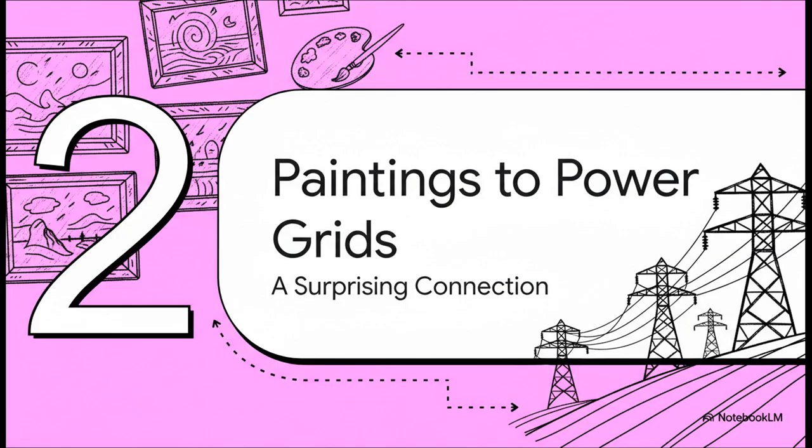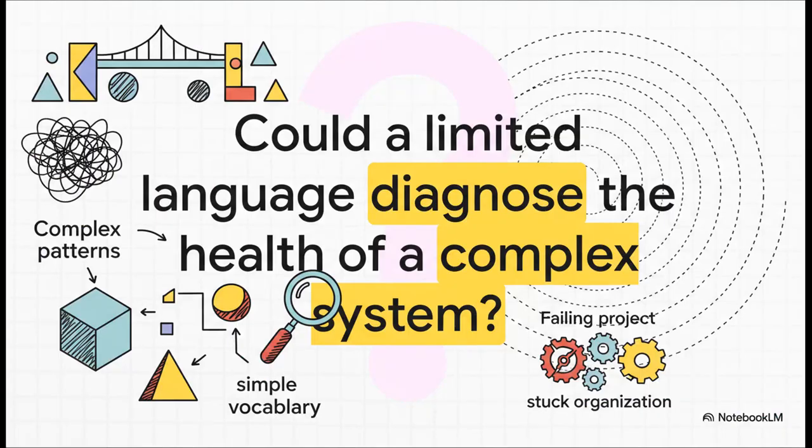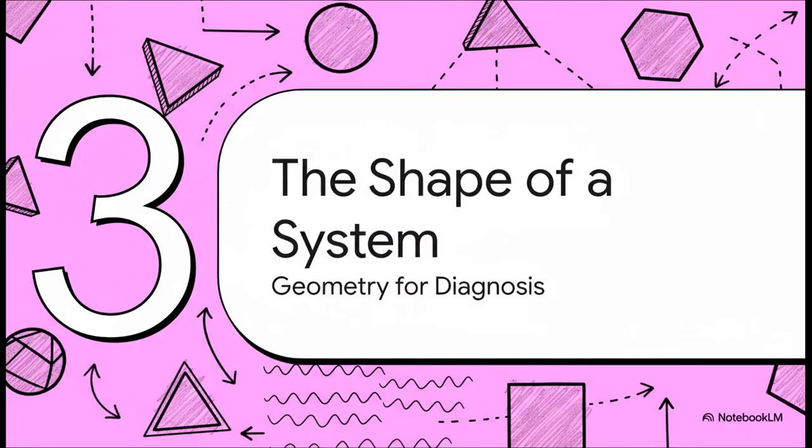Okay, now take a deep breath, because we're about to make a huge jump from the quiet art gallery to the engineer's office, from paintings to power grids. And here is the connection. What if this same exact idea, using a deliberately simple vocabulary to see the deep patterns underneath, could be used as a diagnostic tool? Could it help us figure out why a big project is failing, or why an entire organization just feels stuck? This is where we start talking about the shape of a system.